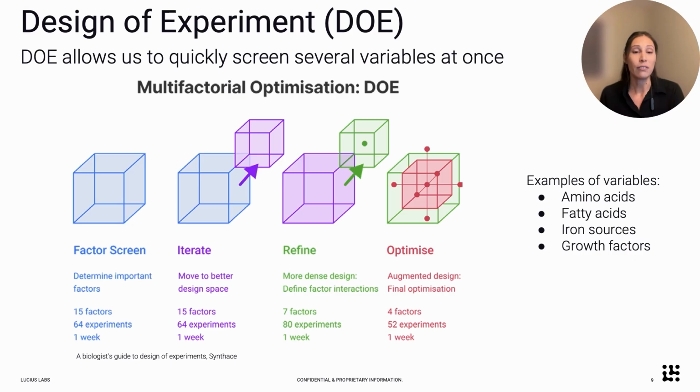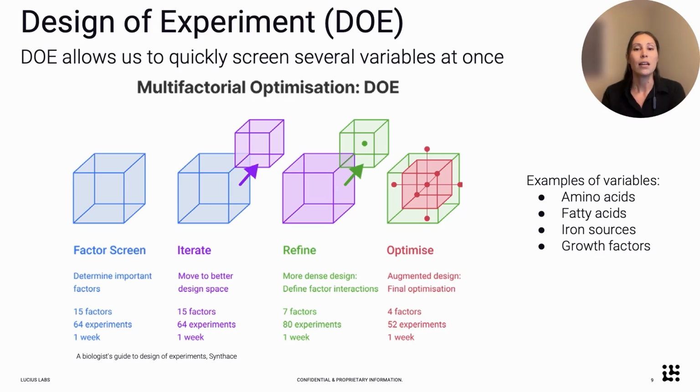So what we utilize very heavily is design of experiment, or DOE. This allows us to quickly screen several variables at once. So instead of taking, for example, a path of one factor at a time, we use multifactorial optimization. So this allows us to screen many factors at once, where we start at the screening step and determine what the most important factors are. And then we move on to an iterative stage of refining, so focusing then only on the factors that are providing the most robust response, or eliminating any factors that are perhaps detrimental to the process.